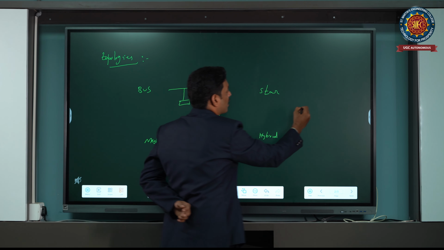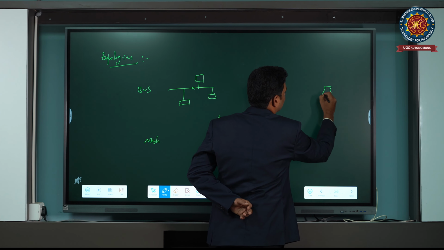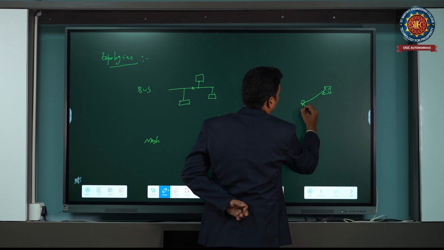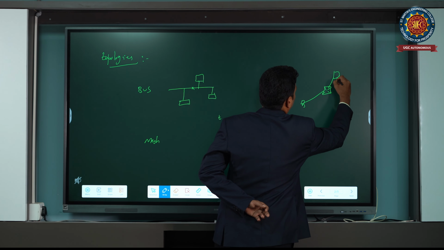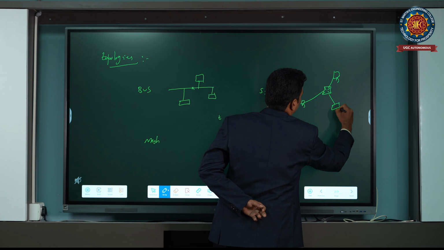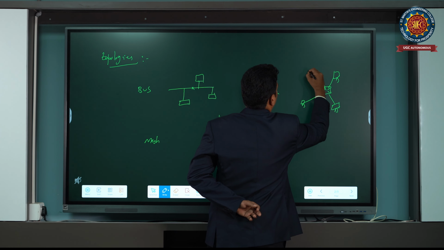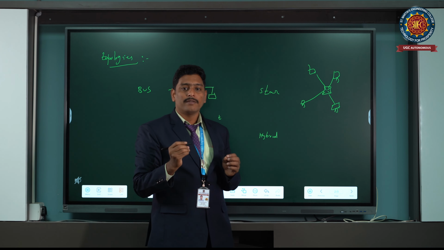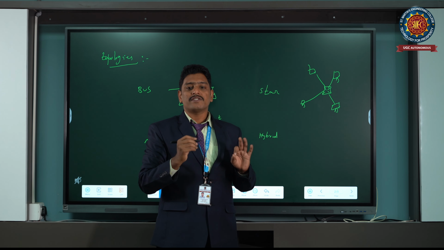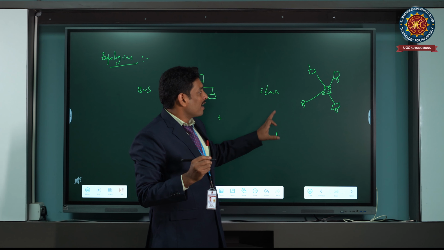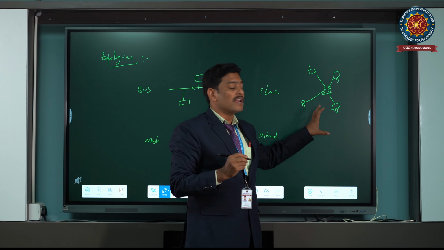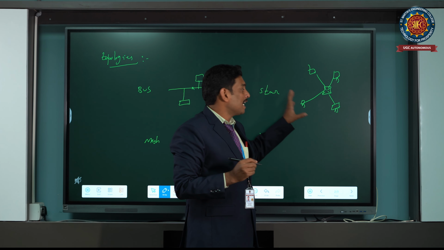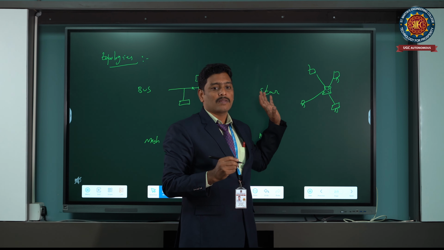Coming to the second one, star topology. In star topology, all the devices are connected to a central node. This node is also called a switch or hub. The advantage is that it is easy to configure. Coming to drawbacks, if the switch fails, the entire network communication fails.